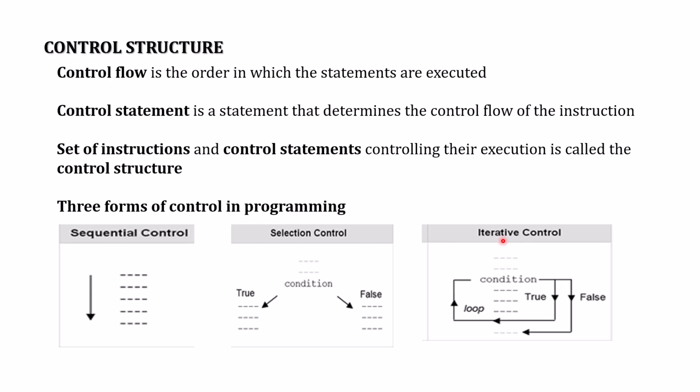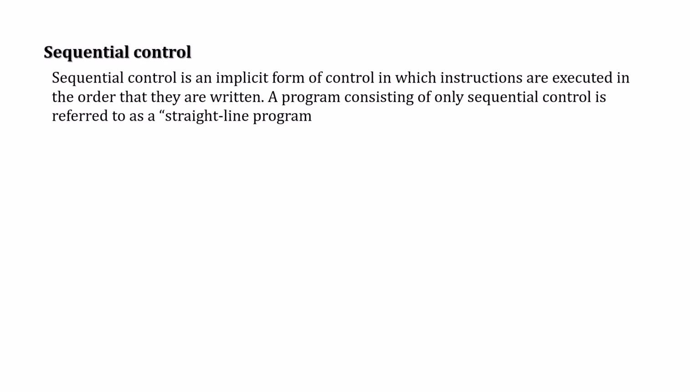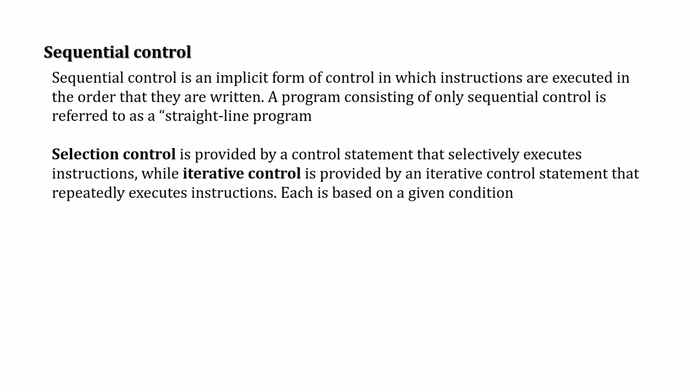Now moving on to the next slide. In the next slide, we'll see what sequential control is in detail. So what is sequential control? Sequential control is an implicit form of control in which the instructions are executed in the order that they are written. As I have told you, a program consisting of only sequential control is referred to as a straight line program, as it doesn't have any condition to switch over or to have a loop.